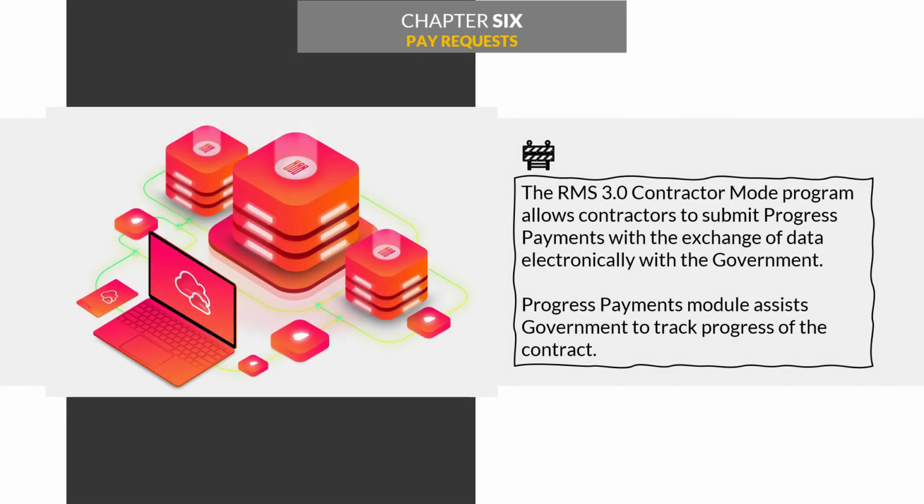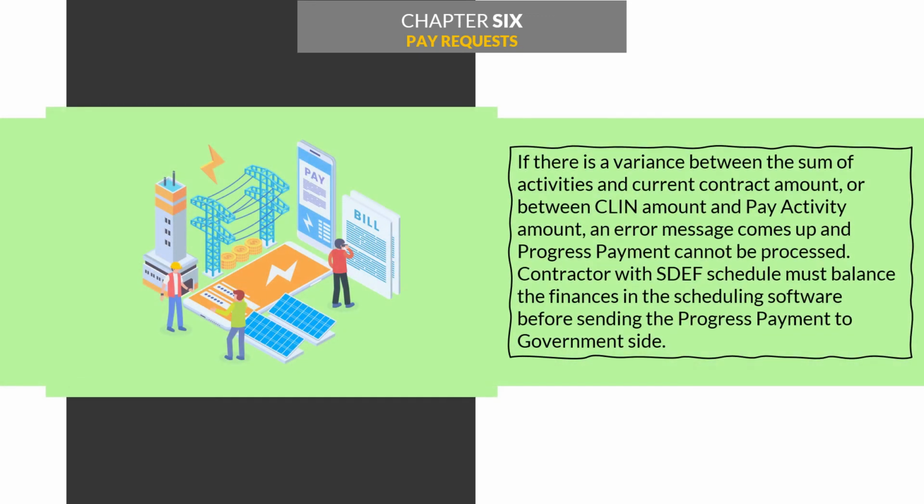Pay requests are an important feature of RMS 3.0. The contractor uses the progress payment submodule found in the finance module. The government also uses this module to track the progress of the project. If there is a variance between the sum of activities and current contract amount, or between CLIN amount and pay activity amount, an error message comes up and the progress payment cannot be processed. The contractor with the SDEF schedule must balance the finances in the scheduling software before sending the progress payment to the government side.